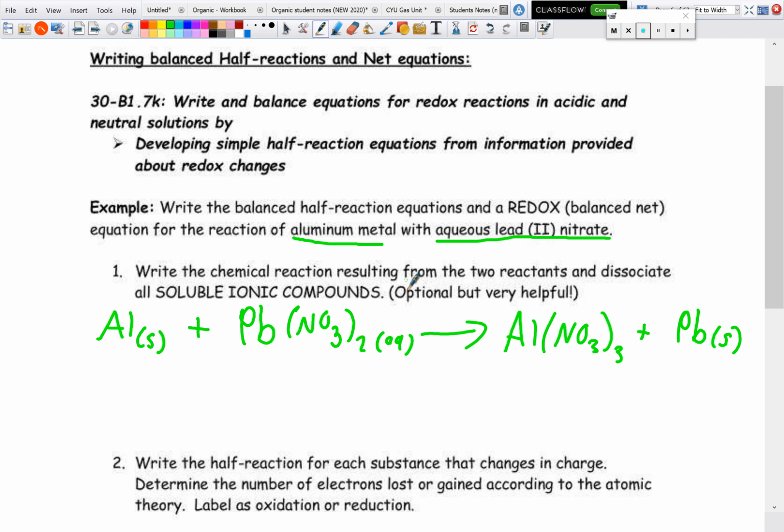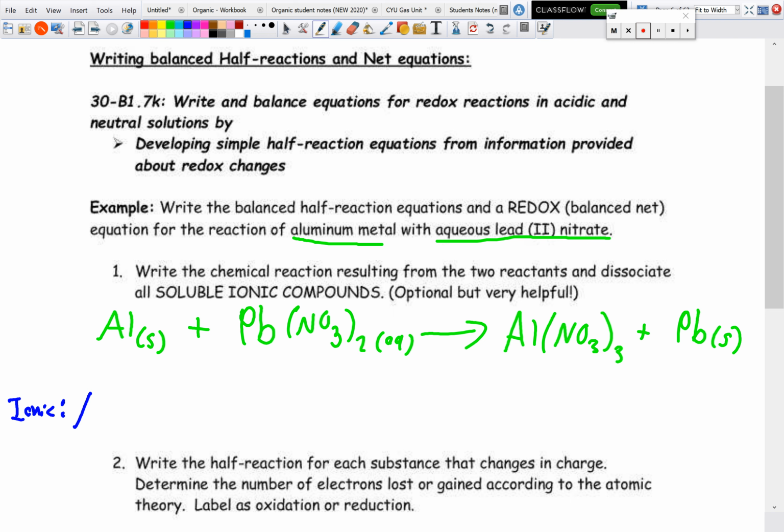Now, it says right here that we write a chemical reaction resulting from two reactants and dissociate soluble ionic compounds. Now, this is going to be optional but very helpful, because we get to see the charge. Because right now we see no charges, so it's hard to pick out our redox equation. So what we're going to do is follow our solubility rules. Now remember, elements. So I'm just going to write the ionic equation.